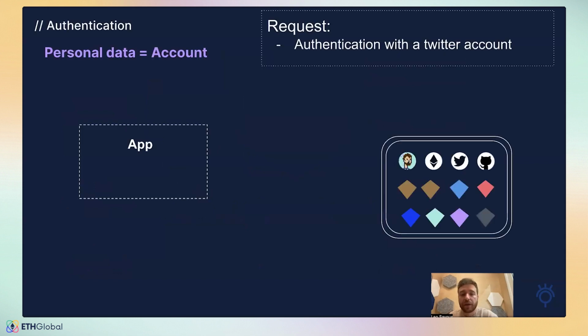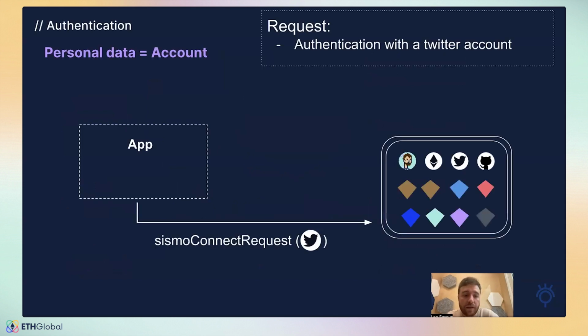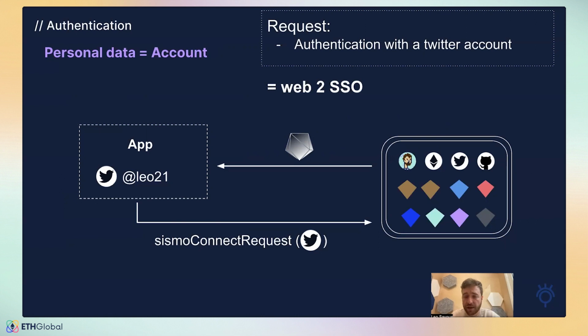So let's dig into the authentication part. From the app, you do a Sismo Connect request, and you request the authentication from a Twitter account. The Sismo data vault will generate this ZK proof and send it back to the application, which can see the Twitter account user ID inside the app, and the app will be sure that this Twitter account has been verified. So it's like a Web2 SSO, but you can request a lot of different types of Web2 accounts at the same time.